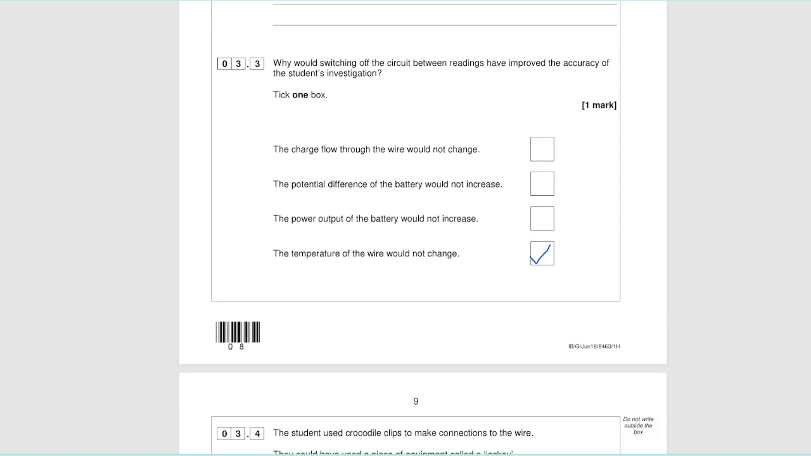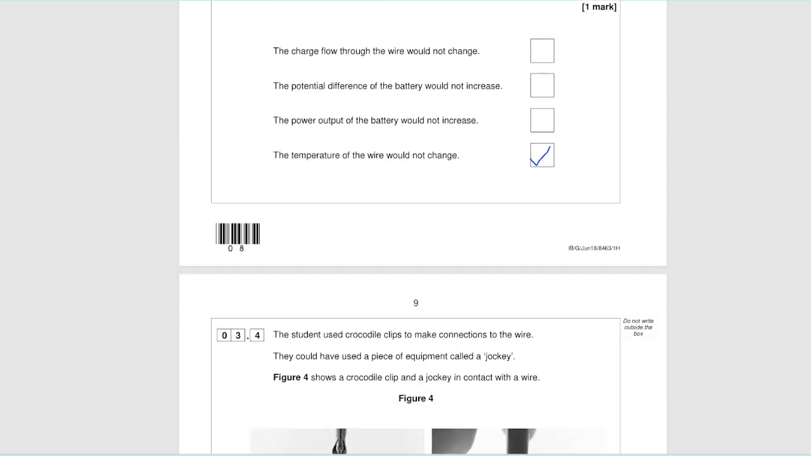Why would the student switch off the circuit between readings? Why would that improve the accuracy of the student's investigation? This is due to the temperature of the wire not changing. Because if they leave it on, the temperature of the wire would increase, which would lead to increased resistance, messing up the investigation, because the wire needs to have a constant temperature.